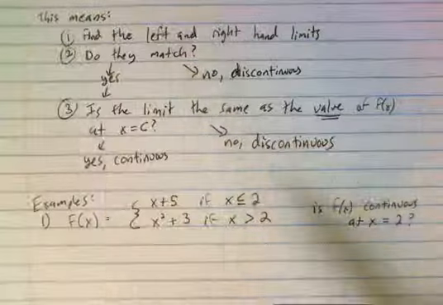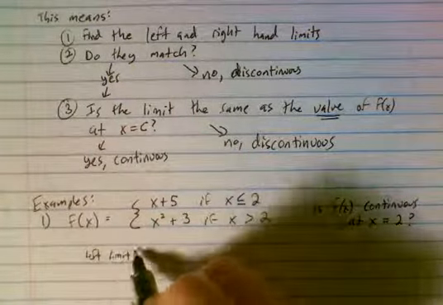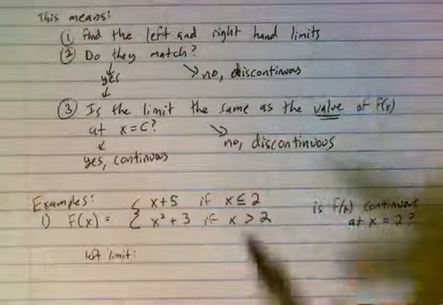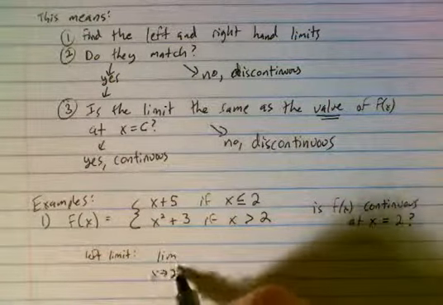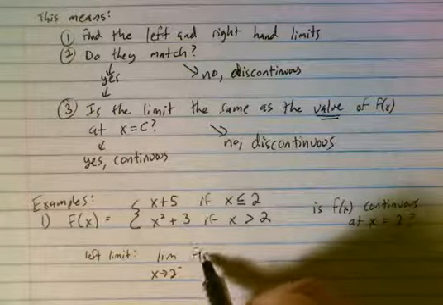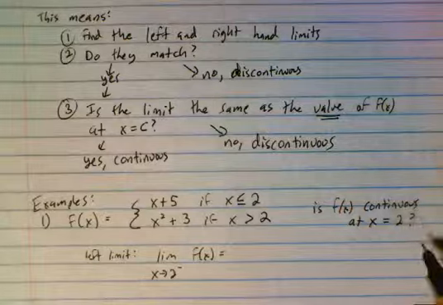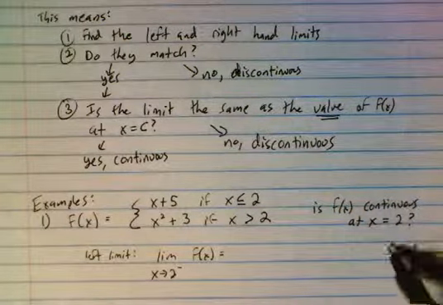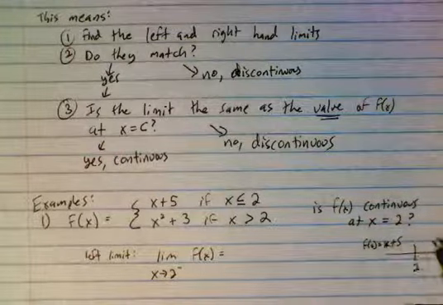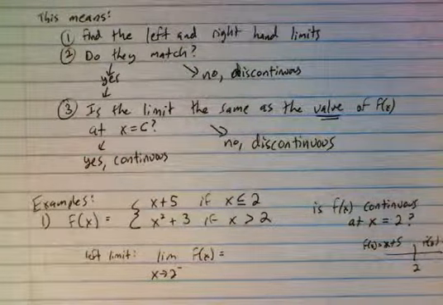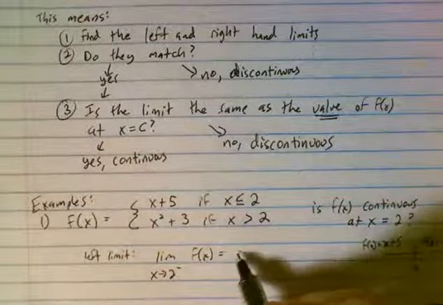Well, with it set up here, first thing we're going to do is find the left-hand limit. Then we're going to find the right limit, and then we're going to compare. So the limit as x approaches 2 from the left of f of x, we've got 2 here, so remember on this side our equation is x plus 5, f of x equals x plus 5. On this side, f of x equals x squared plus 3. So if we're on the left-hand limit, we're looking at this one.